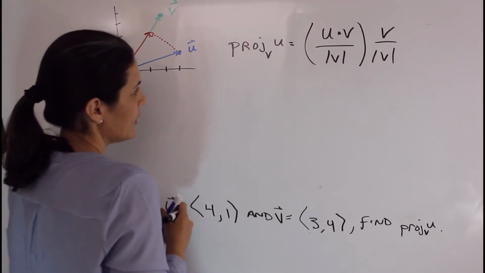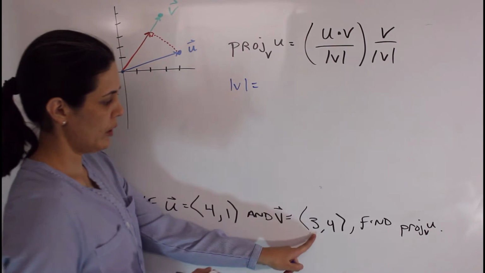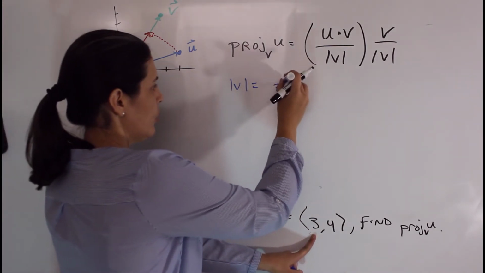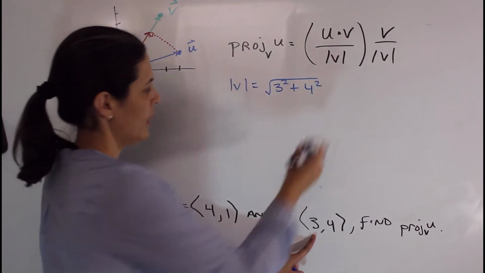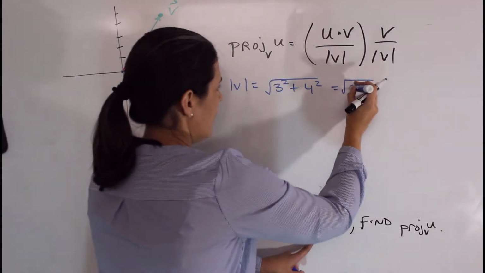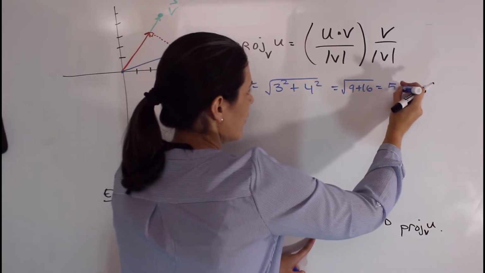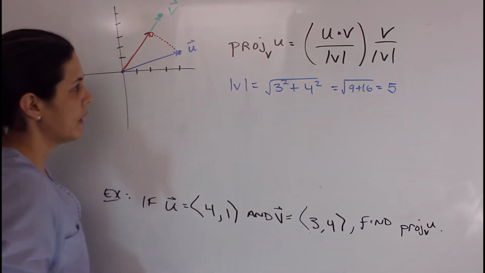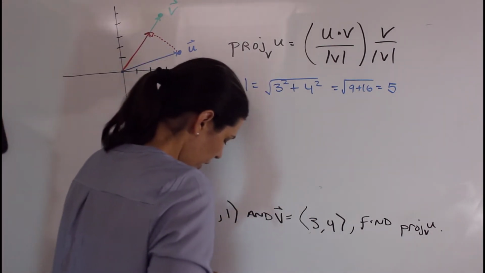So let's go ahead and start with the magnitude of v. The magnitude of v is just going to be the components of v squared, added, and then inside the square root. So that's going to be the square root of 9 plus 16, which is the square root of 25. So that's just 5. Okay, that's going to go in my formula. Now also, I'm going to find the dot product.